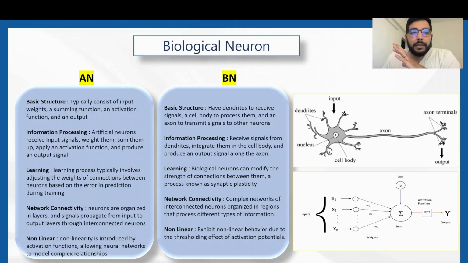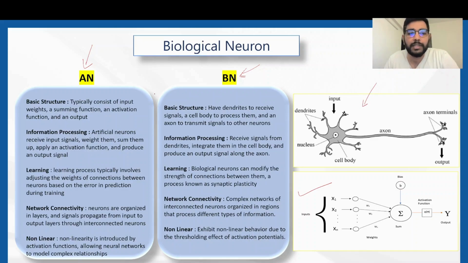So now let's try to comprehend what the similarities are between an artificial neuron, which we just saw, all the components and the working, which is this one, and a biological neuron, which is there in our brain, which is a fundamental part of how our brain works, which is this one.